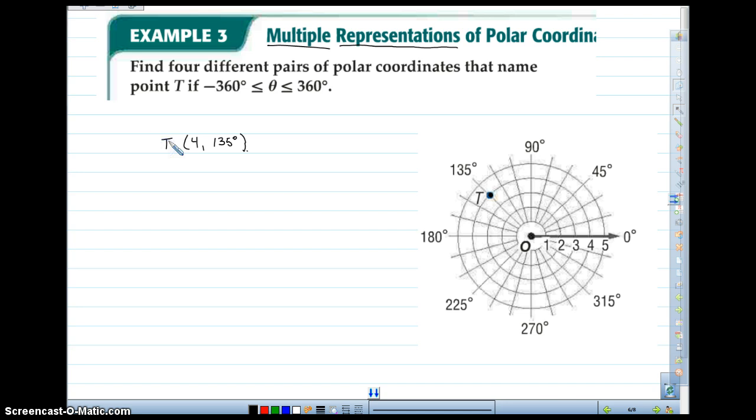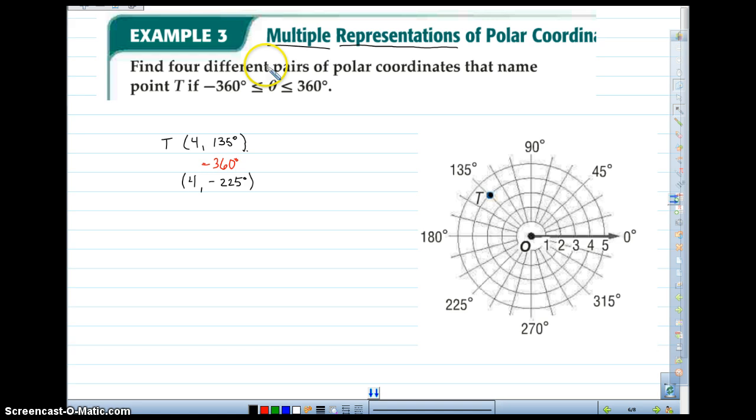Now, if I want to figure out what would be the coordinate if I went in the negative angular direction, we could go counting in the negative direction, but an easier way would just be to subtract 360. If I subtract 360 degrees, I get a coterminal angle. It'll still be within my range. And then this new coordinate still has a positive 4 radius, but now the angle is going to be negative 225. So different coordinates, but the same point.